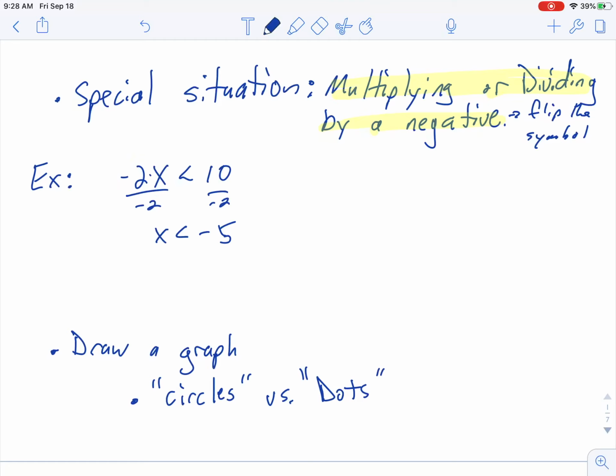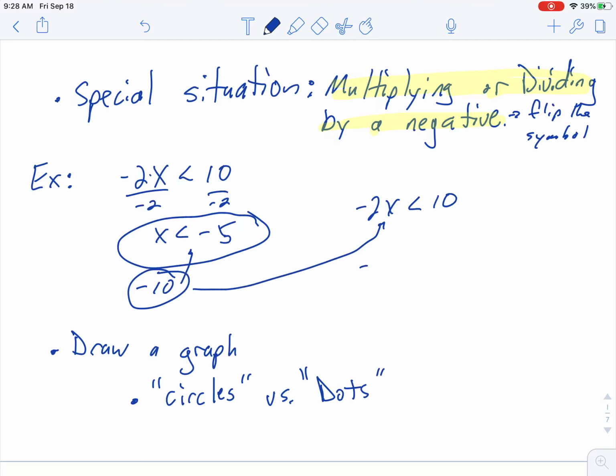If you were to call this your answer, that would mean a number like negative 10, right? Negative 10 is less than negative 5. But if you go to the original inequality, negative 2x is less than 10, and you take that negative 10 and plug it in, negative 2 times negative 10 is less than 10. That gives you 20 is less than 10. Well, is 20 really less than 10? No, it's not. Which means that negative 10 is not an answer, which means that x must not be less than negative 5.